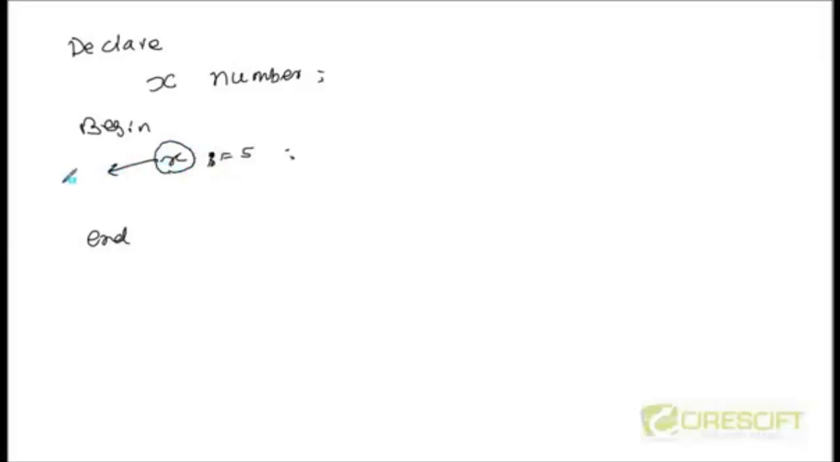Let's say, for example, I declare, so this is a PL/SQL block. I declare X number, and then I do begin, and then I assign X is equal to 5. So, this is called an expression, where X is called an operand, this is called an operator, and this is again an operand.